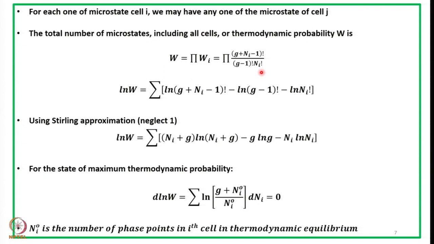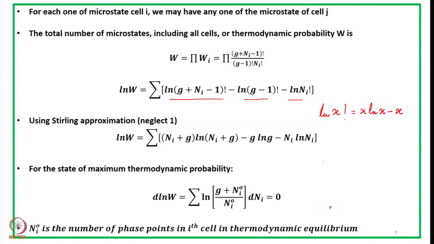We can ignore 1 because generally the number of compartments in the cell is much larger than 1. The number of phase points is also much larger than 1. Therefore, I can drop one here, I can drop one here, and then you apply Stirling approximation. What was Stirling approximation? We remember that log x factorial is equal to x log x minus x.